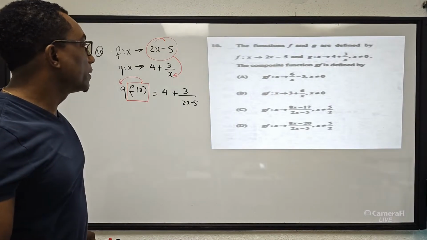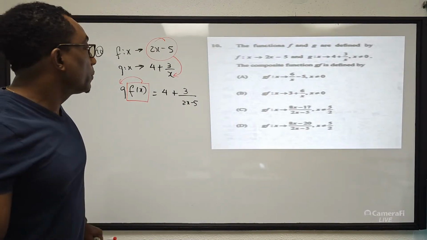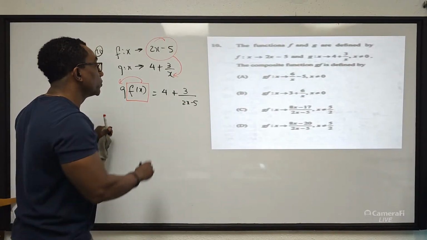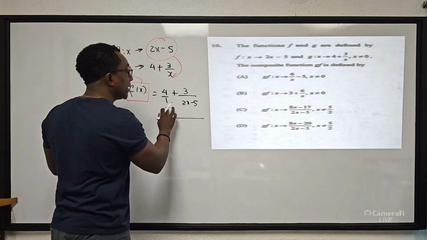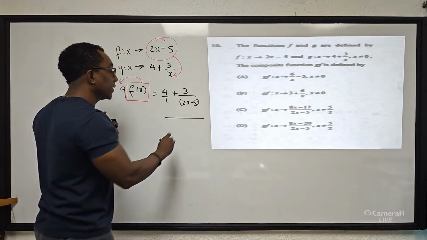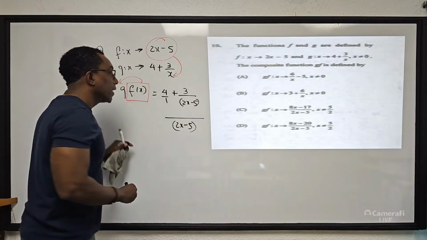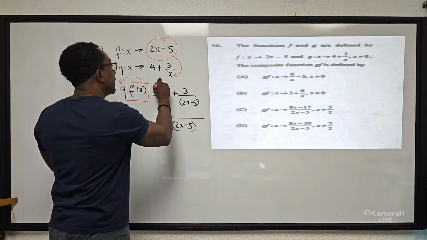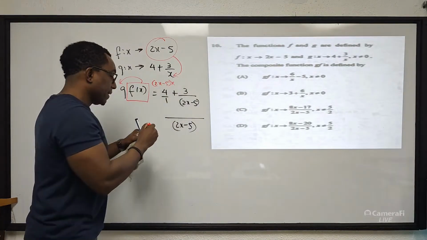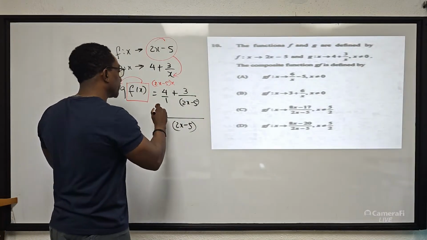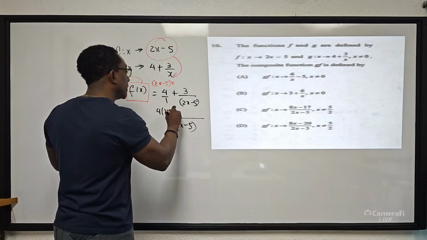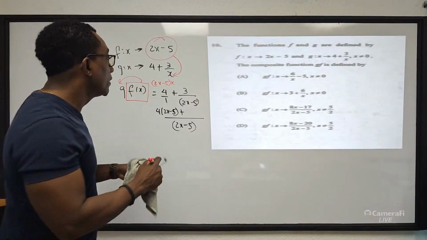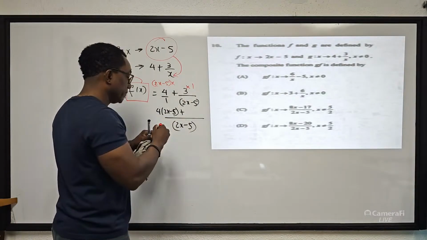And of course, we're not seeing that option there, but it encourages us to simplify. So I'm going to put 4 over 1 and find my LCM. The LCM of 1 and 2x minus 5 is 2x minus 5. I'm going to divide 1 into 2x minus 5, which is 2x minus 5, and multiply by 4, which gives me 4 into 2x minus 5. Plus, dividing 2x minus 5 into itself gives me 1, and 1 by 3 gives me 3.